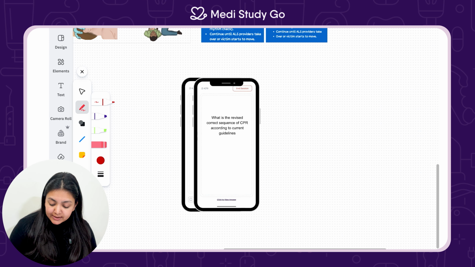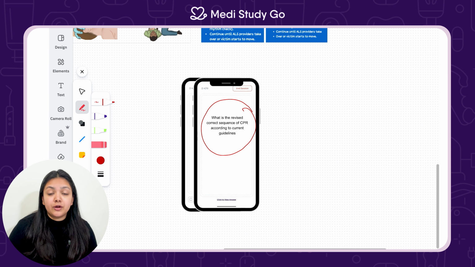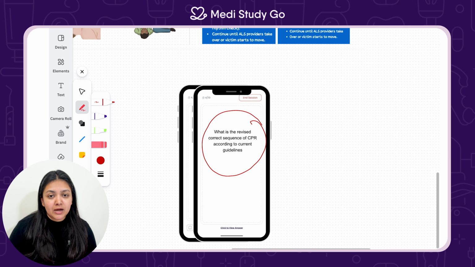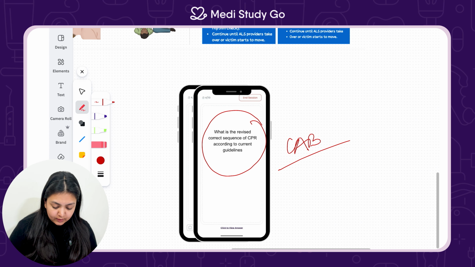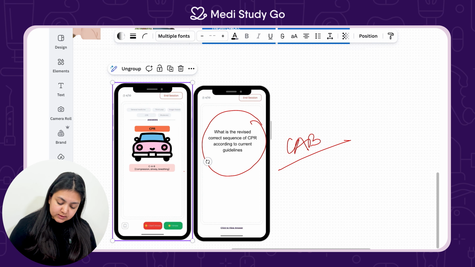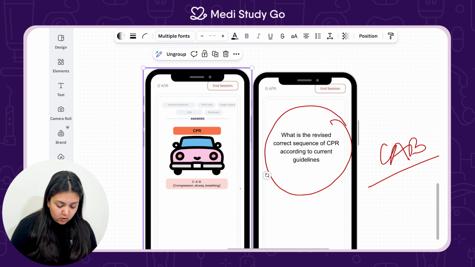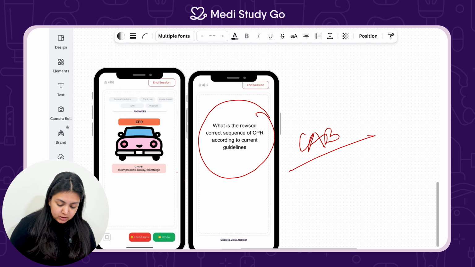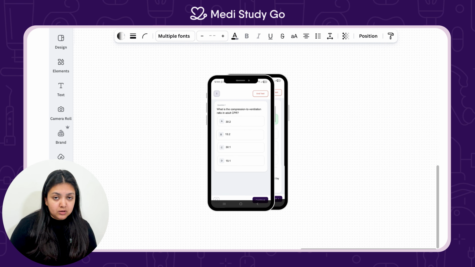So, what is the revised correct sequence of CPR according to current guidelines? I just told you that answer. It is CAB. So, as you can see, the answer also comes in the app in the form of pictorial representation, which makes it easier for you to learn it.